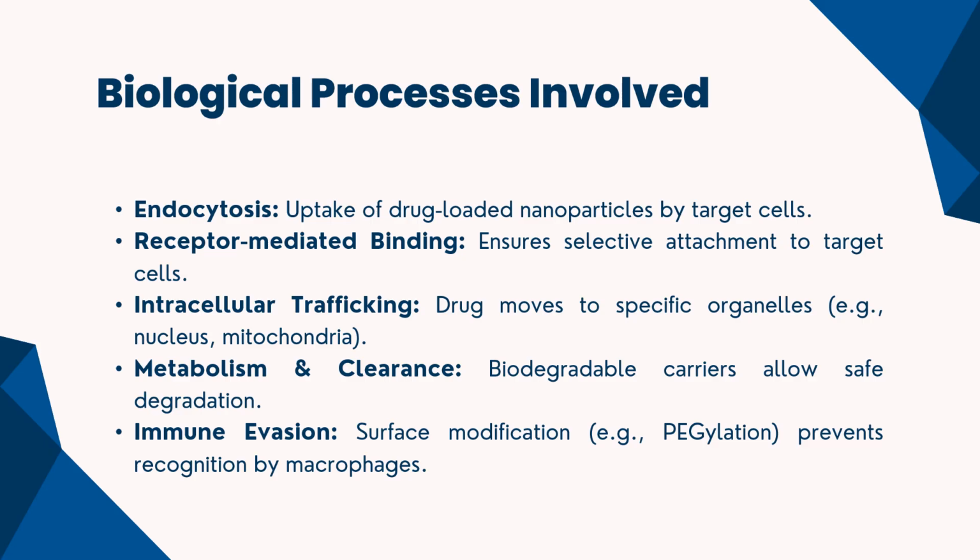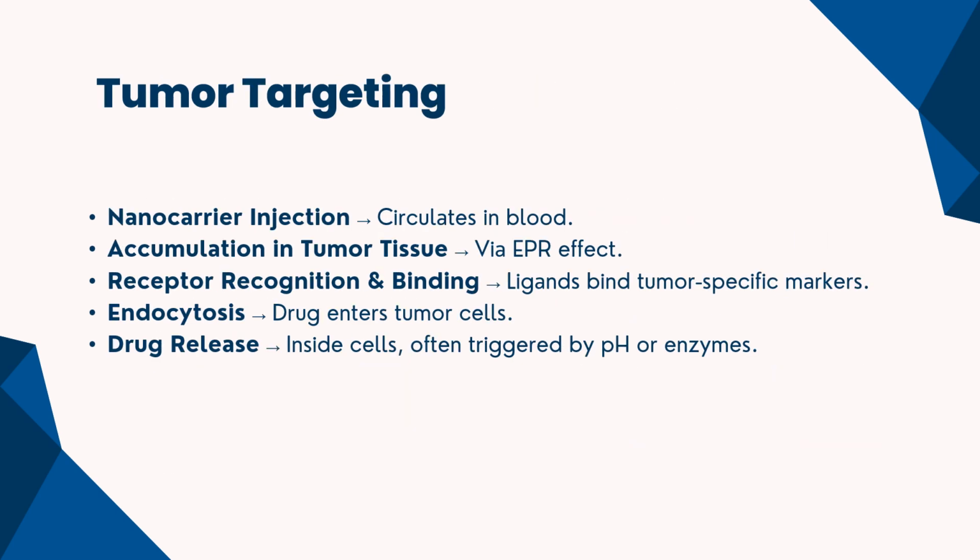Immune evasion, the surface modification prevents recognition by macrophages. An example for this is pegylation. Tumor targeting, the nanocarrier injection helps the drug to circulate in the blood. Accumulation in tumor tissue is done via EPR effect.